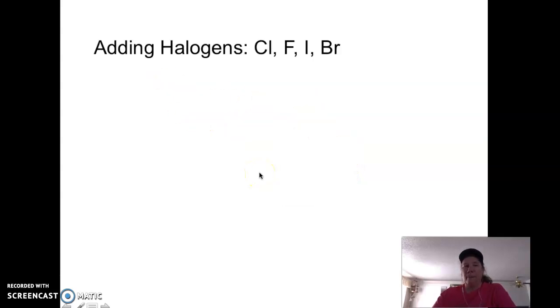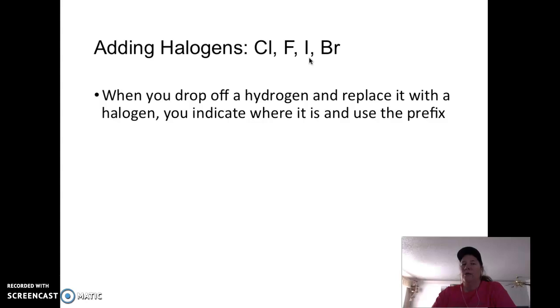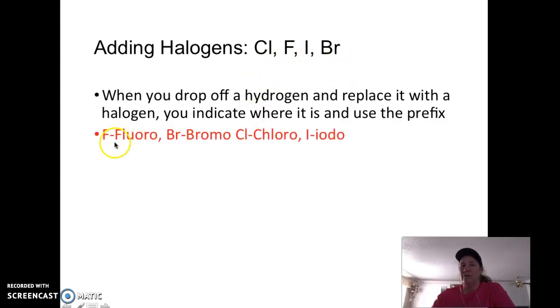Okay. All right. What happens if you take off a hydrogen and you add a halogen? Because remember, these guys have 7 valence electrons, so they just bond really easy in there. They just need 1. So when you drop off a hydrogen and replace it with a halogen, you indicate where it is, and then you use the prefix. If it's a fluorine instead of hydrogen, it'd be fluoro, bromo, chloro, and iodo. I'll have to look it up. Anyway, I just had to add this because I noticed they had these examples, but they didn't have it in the notes, so I just threw this in here.